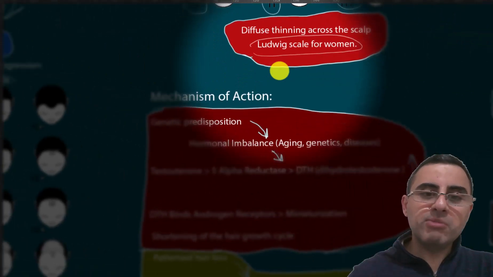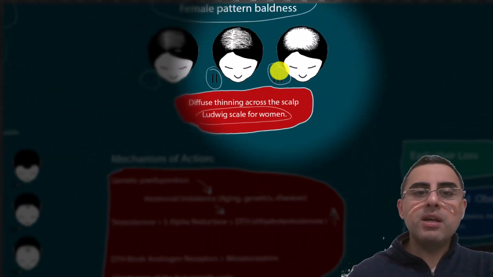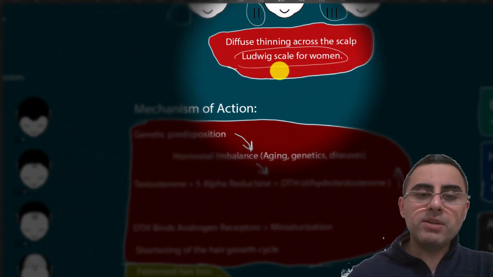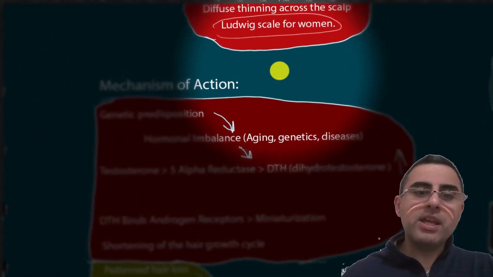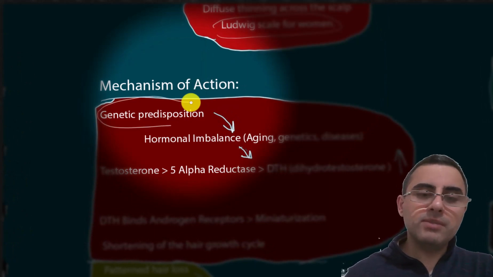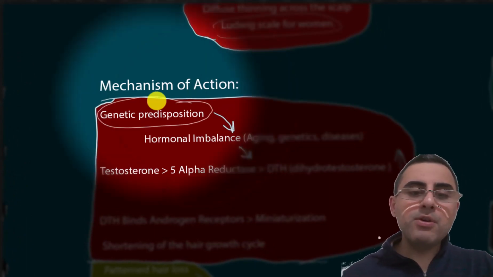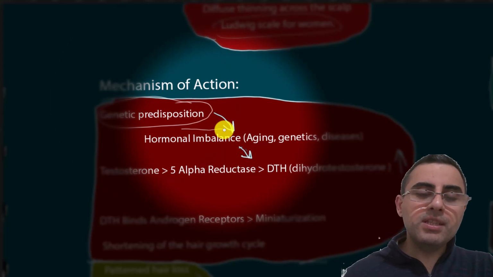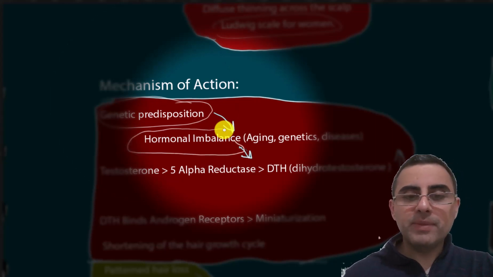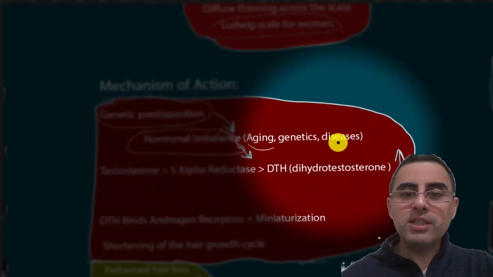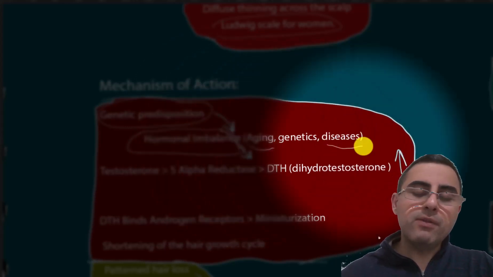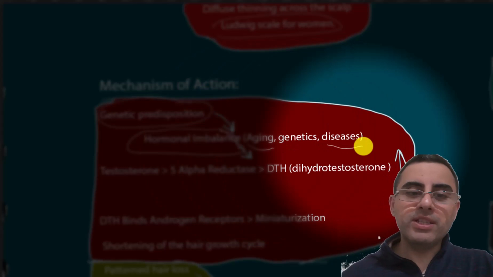What is the mechanism of action? How does androgenic alopecia work? Most important factor here is genetic predisposition. Genetic predisposition increases hormonal imbalance, and other factors also exist, aging and diseases. For example, polycystic ovary syndrome.